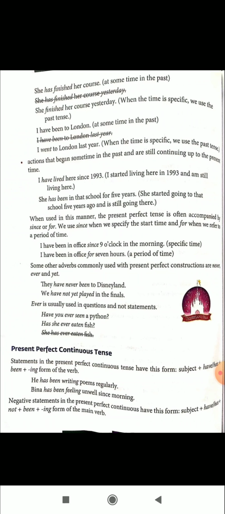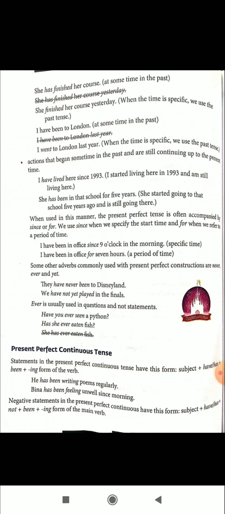I have been to London. No problem, correct, sometime in the past. But it is wrong: I have been to London last year. Correct: I went to London last year. When the time is specific, we use past tense.